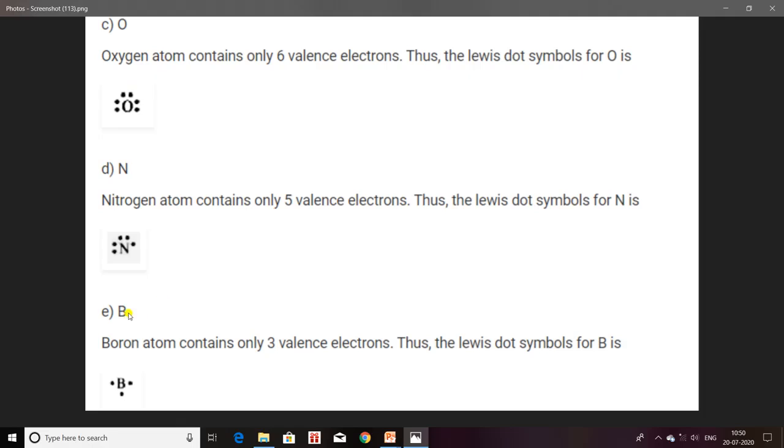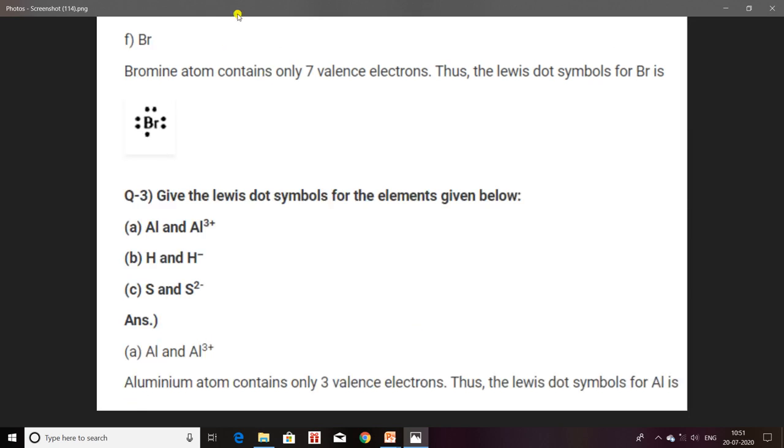Now next one is boron. Atomic number of boron is 5 and electronic configuration is 1s2, 2s2, 2p1. In 2s orbital and 2p orbital, the valence electrons are equal to 3. 2 plus 1 is equal to 3. As you can see, boron belongs to p block, right? So here valence electrons are counted in 2s as well as 2p orbitals. So 3 valence electrons are represented like in this way. This is Lewis dot structure of boron. Now next one is bromine. Bromine belongs to 17th group of the periodic table and 17th group elements have 7 valence electrons. So here you will represent 7 valence electrons like in this way.